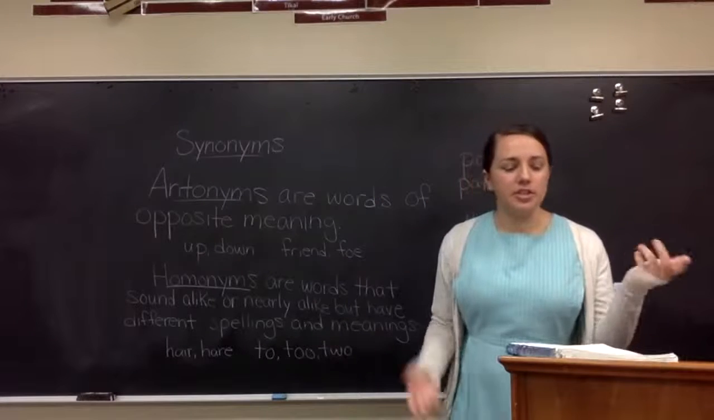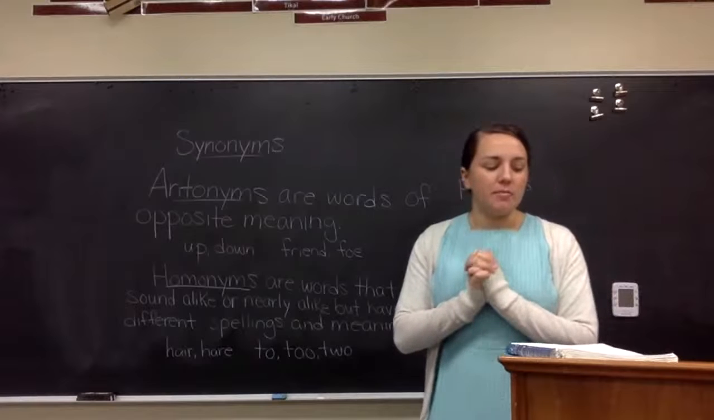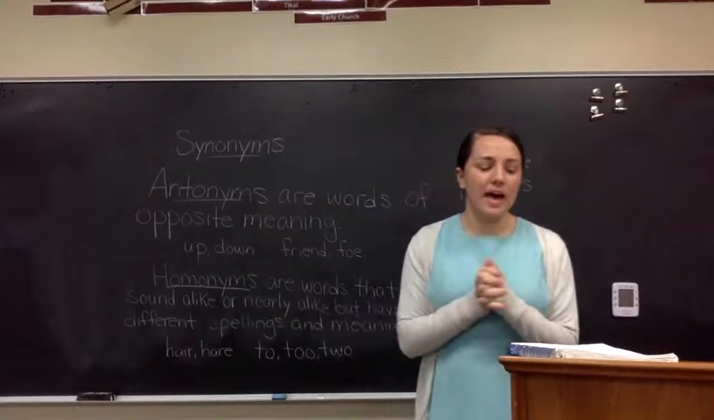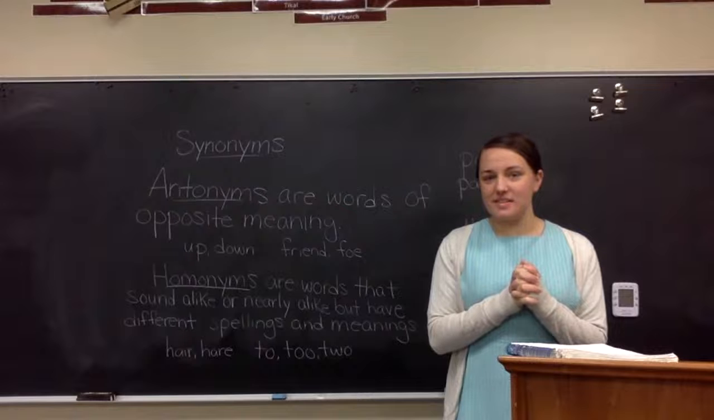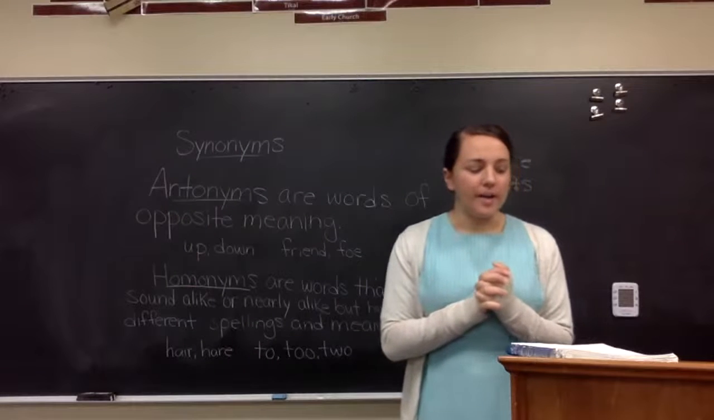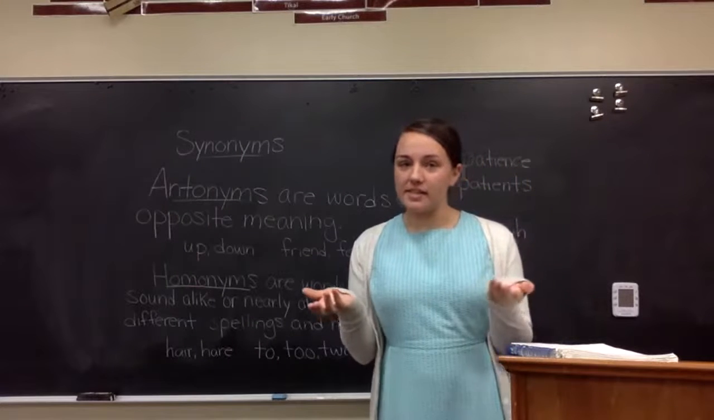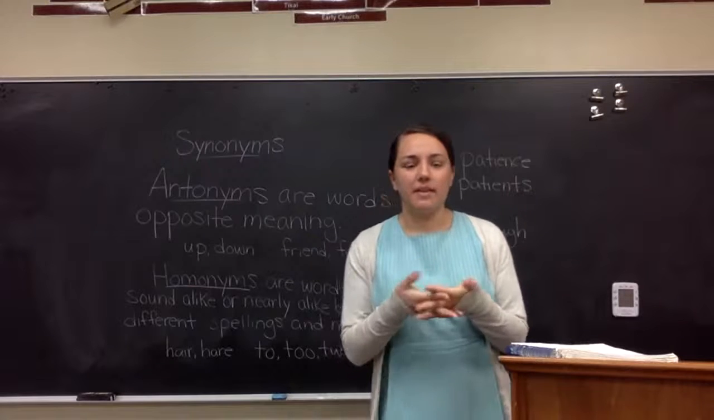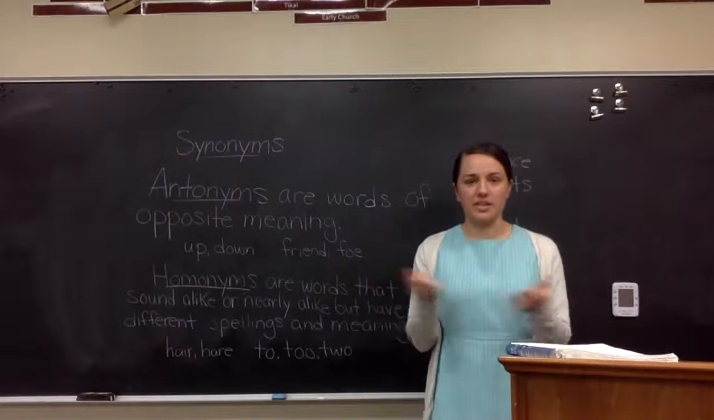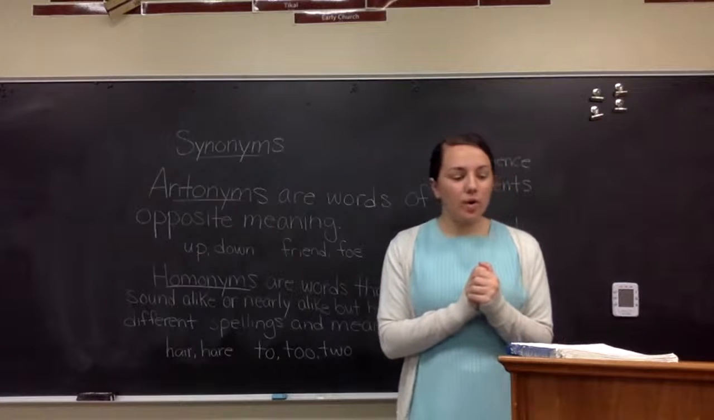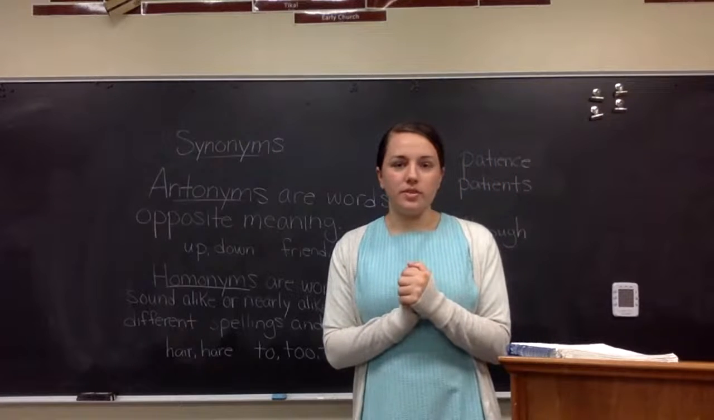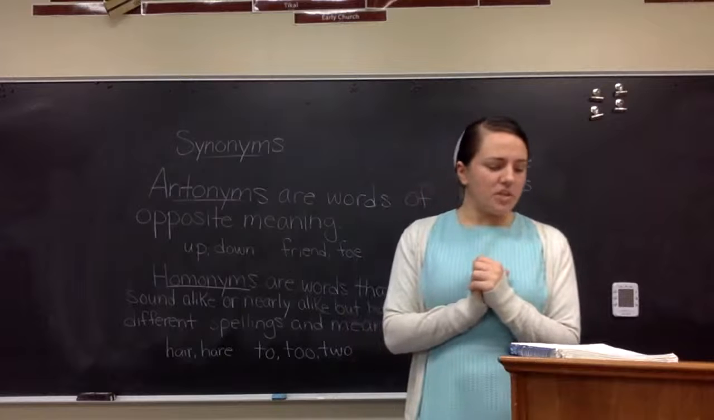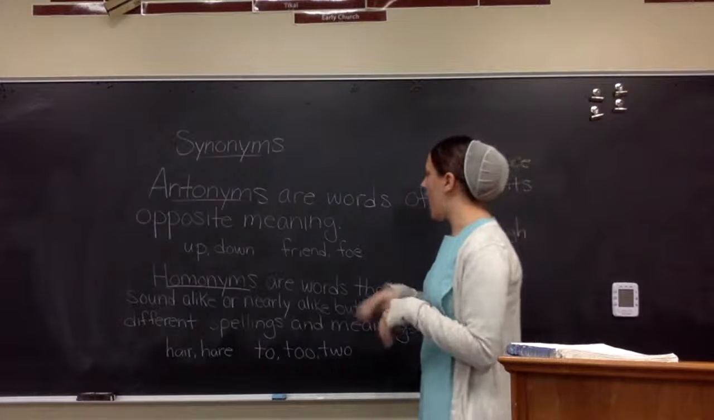For example, your teacher could tell you the meaning of parsimonious by saying that it's the same as stingy, or it's the opposite of generous. Those are two ways to explain that. Parsimonious, the meaning of that word is, like I just said, the same as stingy, or the opposite of generous. So antonyms are words of opposite meaning.